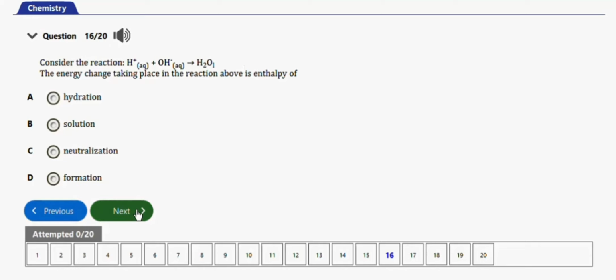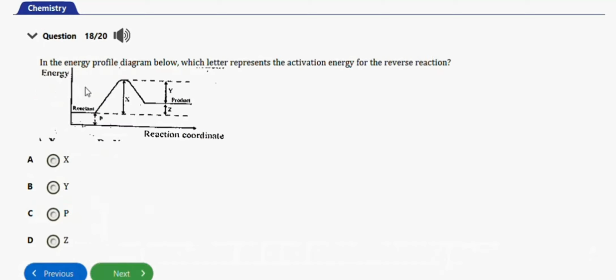Next question will be this one. It says, in the energy profile diagram below, which letter represents the activation energy for the reverse reaction? So the right answer is option X. X represents activation energy. Alright, this question is simple.